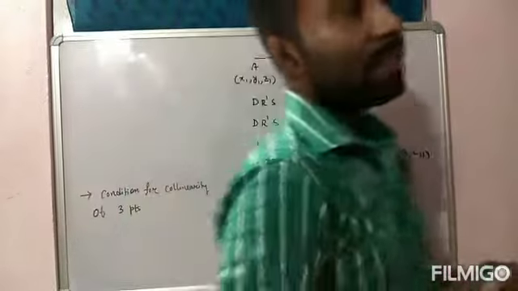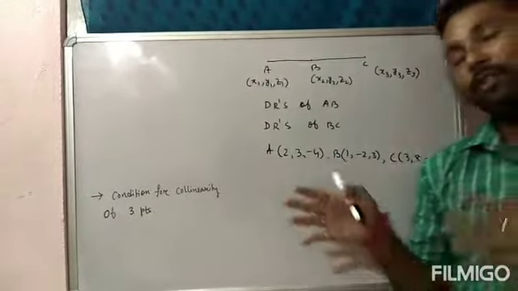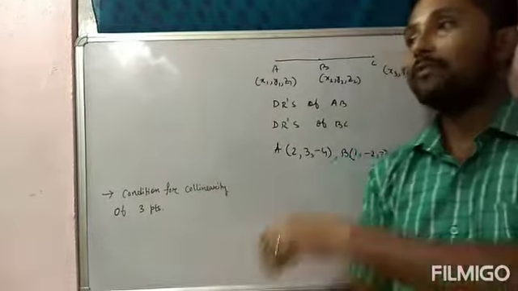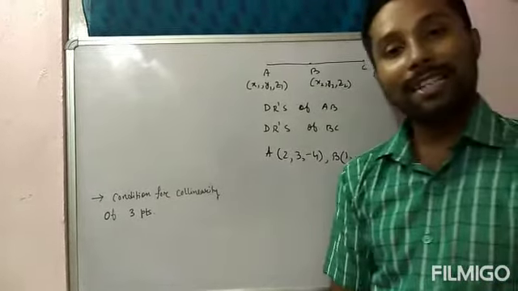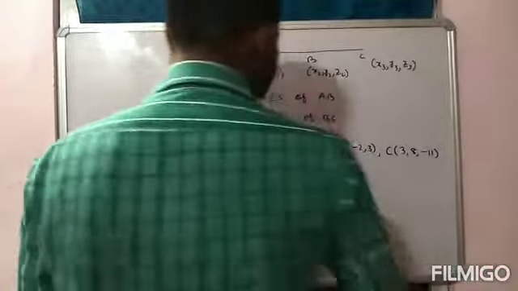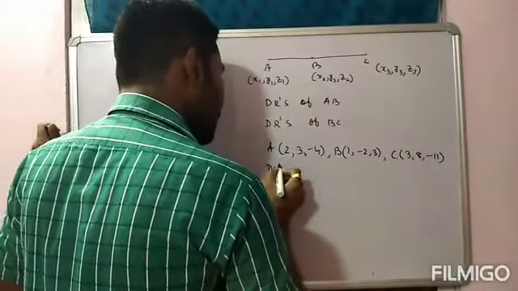What did I say? Nothing is mentioned here about whether to use the concept of vector algebra or 3D geometry. You can use any concept. Okay, so we already know the concept of vector algebra. So now let us see how to solve using the concept of 3D geometry. So what is the first step? First find out the direction ratios of AB. So let us find the direction ratios of AB.